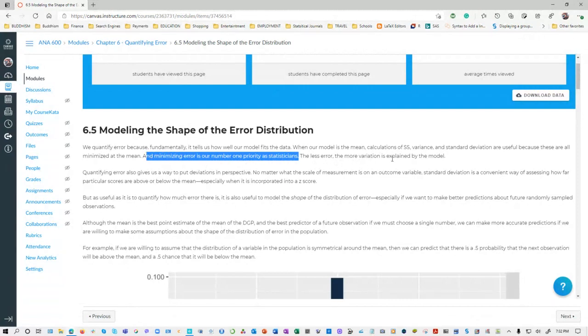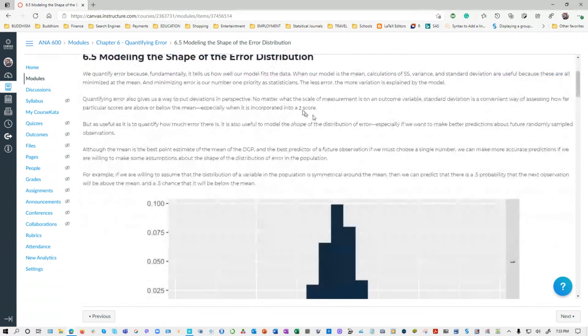The less error, the more variation is explained by the model. When you have less error, more variation can be explained. Quantifying error also gives us a way to put deviation in perspective. No matter what the scale of measurement is for an outcome variable, standard deviation is a convenient way to assess how far a particular score is above or below the mean, especially when it's incorporated into the Z-score. In the Z-score, you know how we did that.